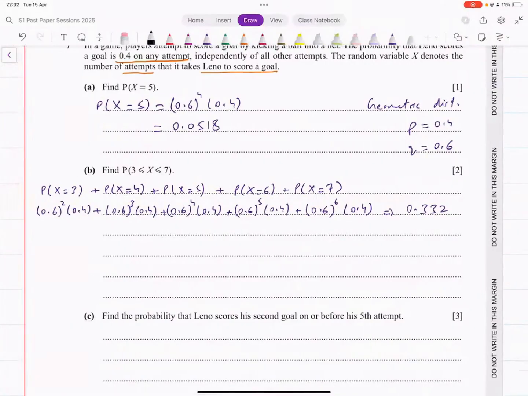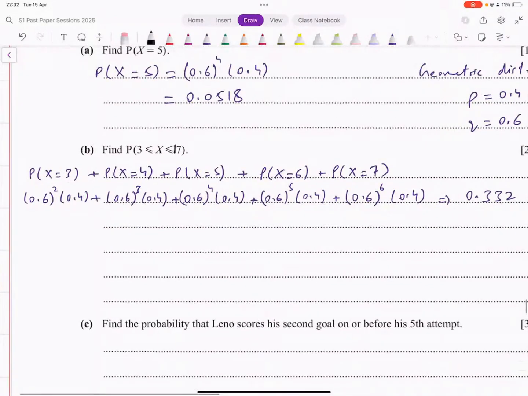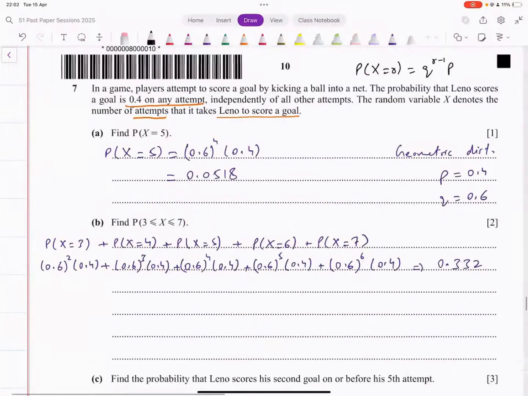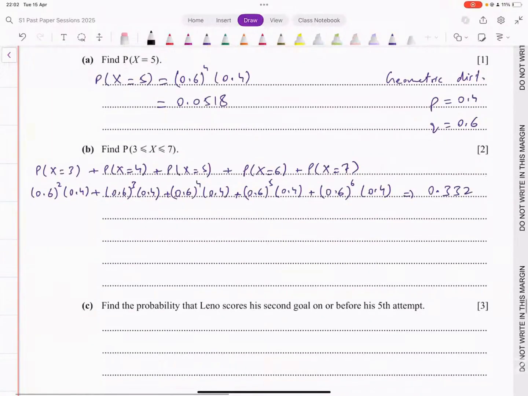But what if they had said between 3 and 17? Then you would be stuck, right? That's too many calculations. 3 to 7 already was fairly long. What if it was 3 to 17? So we should know another method for this as well. And that's using the inequality formula. So remember, for a geometric distribution, there's another formula that you should memorize.